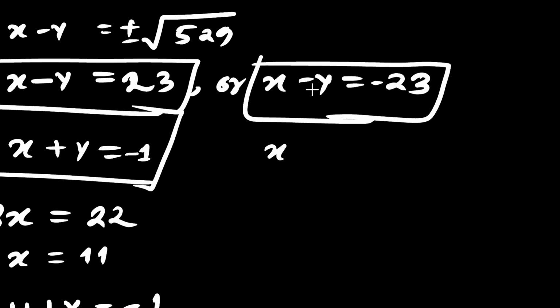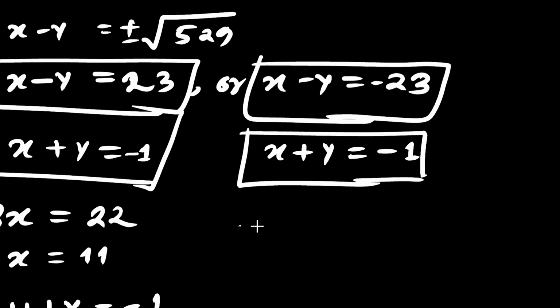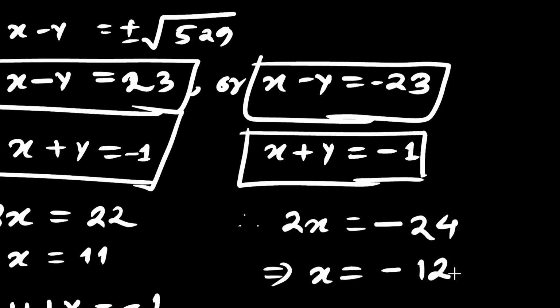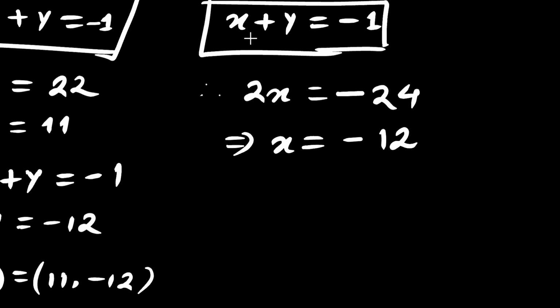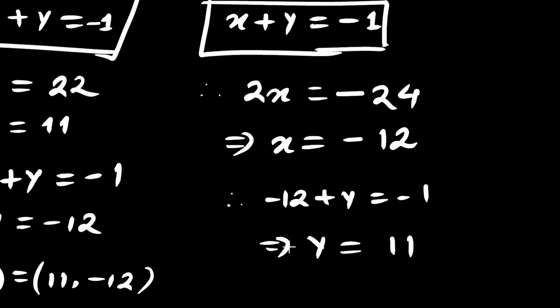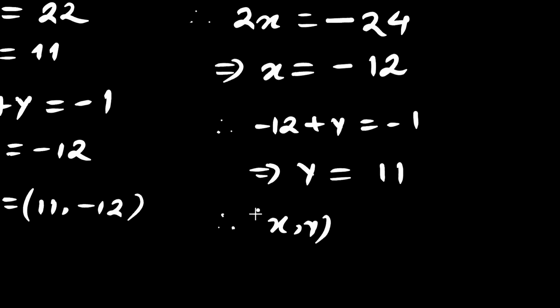Here, x minus y equals negative 23, while x plus y is still negative 1. Add the equations again. Once more, the y terms cancel, leaving 2x equals negative 24. Divide both sides by 2, and we get x equals negative 12. Substitute that into x plus y equals negative 1. Negative 12 plus y equals negative 1, so y equals 11. That gives our second solution, x equals negative 12 and y equals 11.